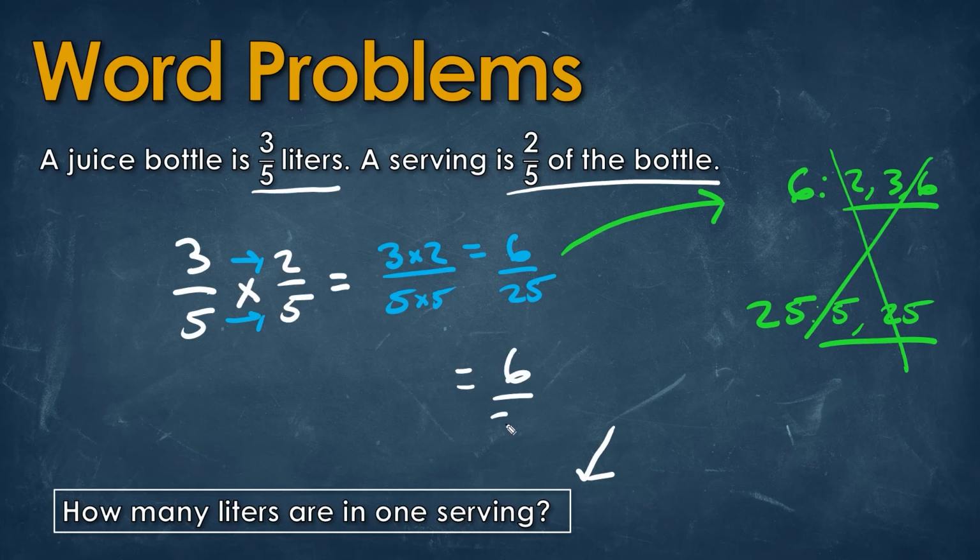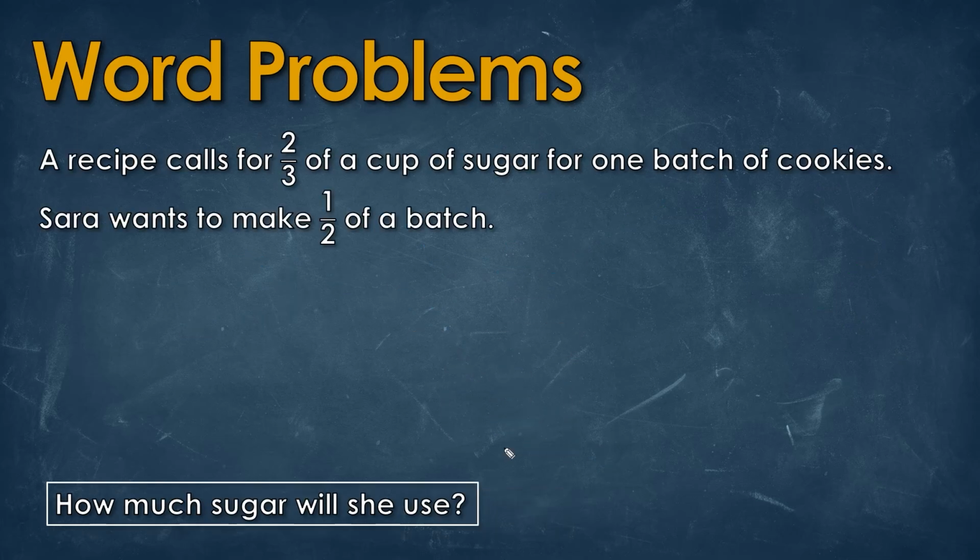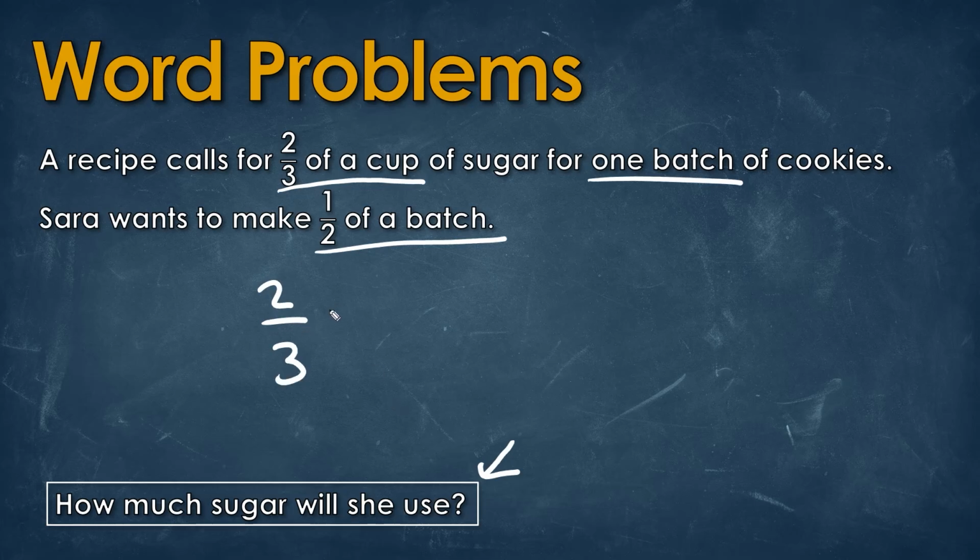Now for this question, it's asking how much sugar will be used. And if we read the question, it says a recipe calls for 3/2 cups of sugar for one batch. Sarah wants to make half of a batch. So for us to figure that out, we're going to be multiplying these two numbers, 2/3 times 1/2. Now again, we always multiply straight across for both the numerator and the denominator. So we'll have 2 times 1 at top, which is equal to 2, over 3 times 2 at the bottom, which is equal to 6.